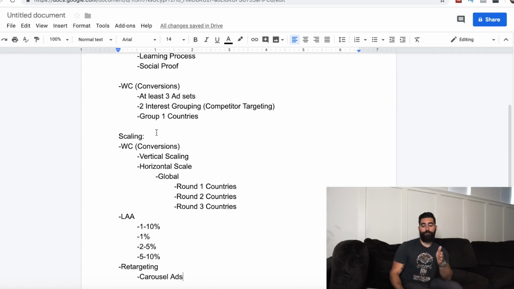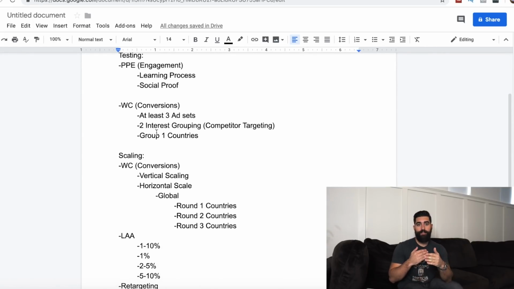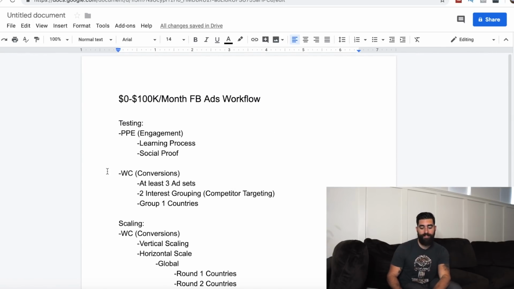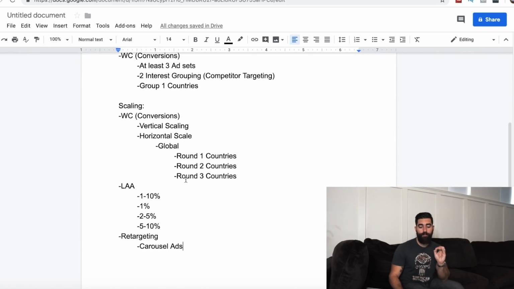But if you follow these steps, the big thing is in the beginning, your testing phase. You don't want to be spending a lot of money here. You want to spend under $120 and find out if the product has potential. If it has potential and you've got profitability, then you're going to really scale out with a massive focus of finding exactly which countries work.